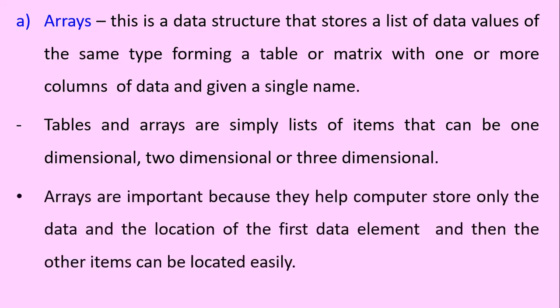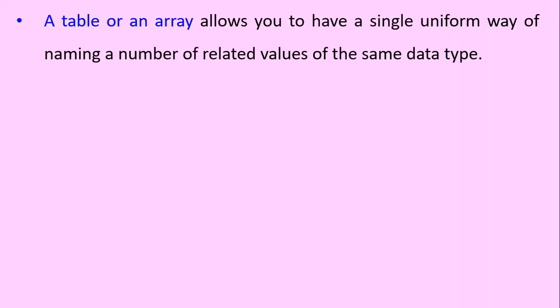Arrays are important because they help computers store only the data and the location of the first data element, and then the other items can be located easily. A table or an array allows you to have a single uniform way of naming a number of related values of the same data type.